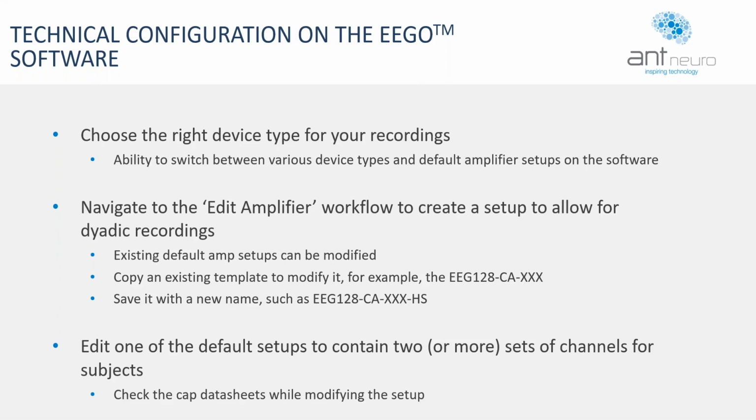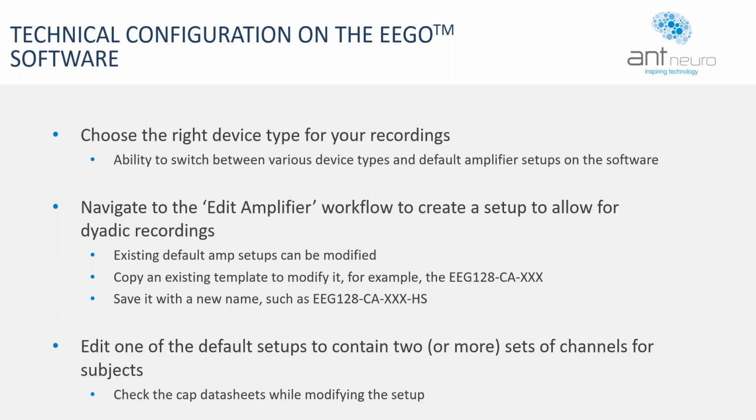And here on the software side, you actually could choose the device type or the amplifier type that is of interest to you. The software by default allows you to switch between various device types and amplifier setups. We have a workflow that is dedicated to creating or modifying amplifier setups. Amplifier setups, I should mention, is what you truly see on the hardware side. So for example, if a channel is checked off in this workflow, you do not record from it. We also have montages that are available by default or can be created.